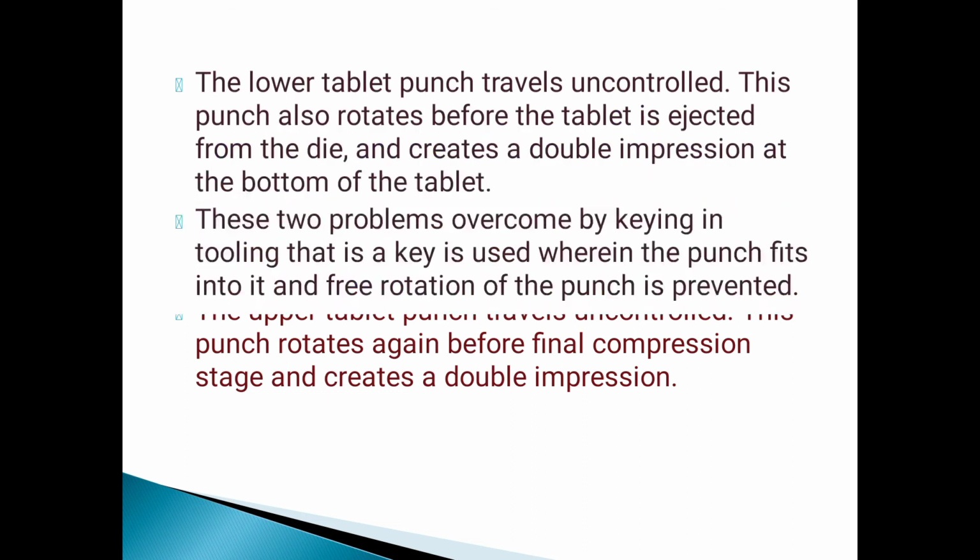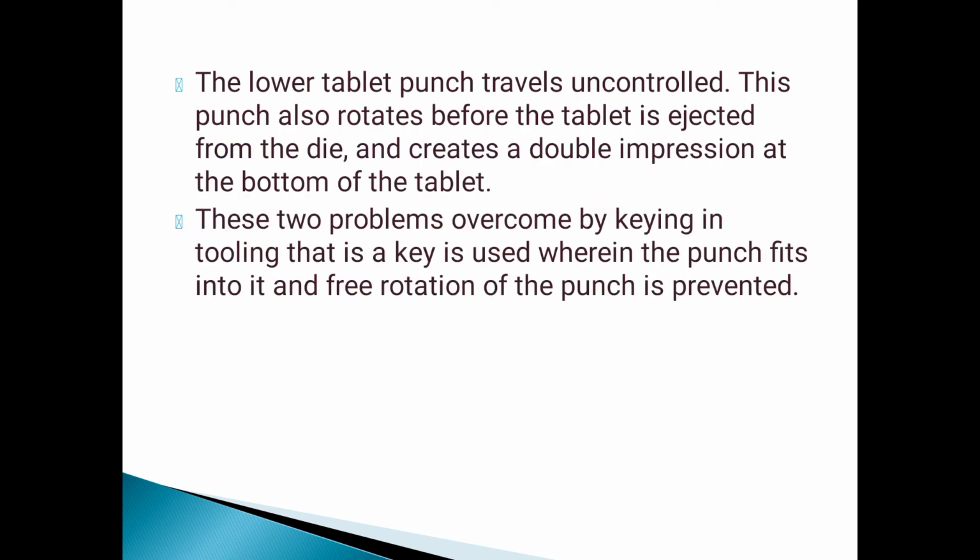And also, the lower tablet punch travels uncontrolled. This punch also rotates before the tablet is ejected from the die and creates a double impression at the bottom of the tablet. These two problems are overcome by keying in tooling. That is, a key is used wherein the punch fits into it and free rotation of the punch is prevented.